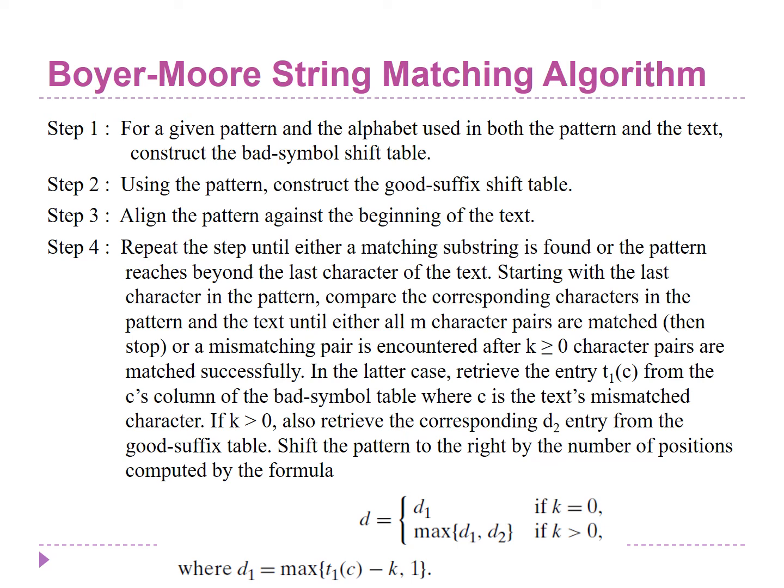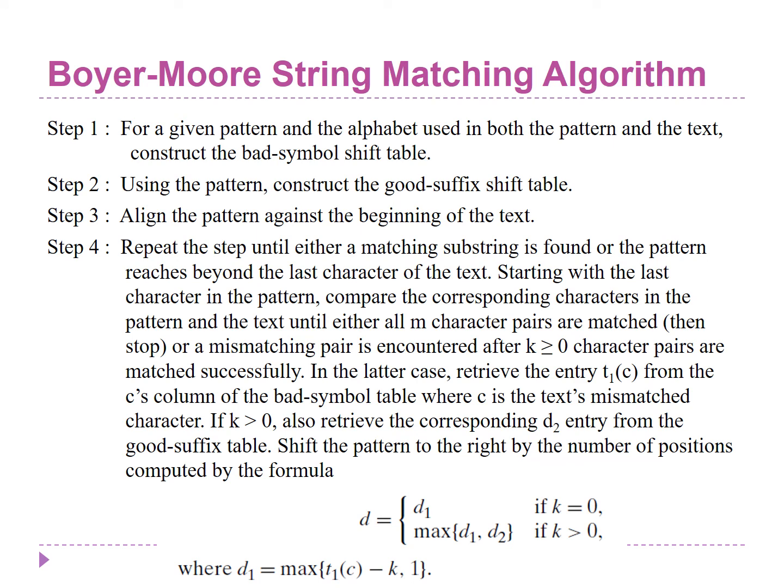Starting with the last character in the pattern and comparing the corresponding characters in the pattern and the text until either all the m character pairs are matched or a mismatching pair is encountered after k character pairs are matched successfully. In the latter case, retrieve the entry t1 of c from the c's column of the bad symbol table where c is the text mismatched character.